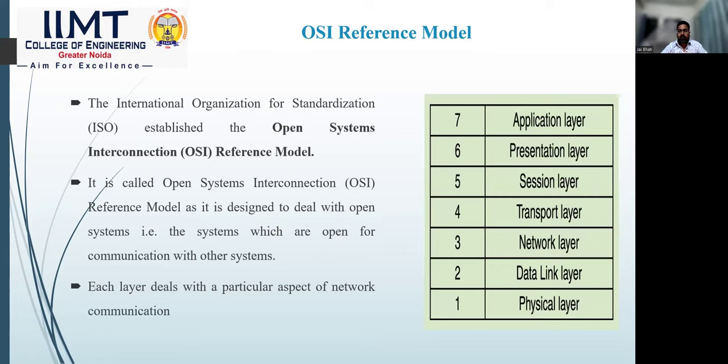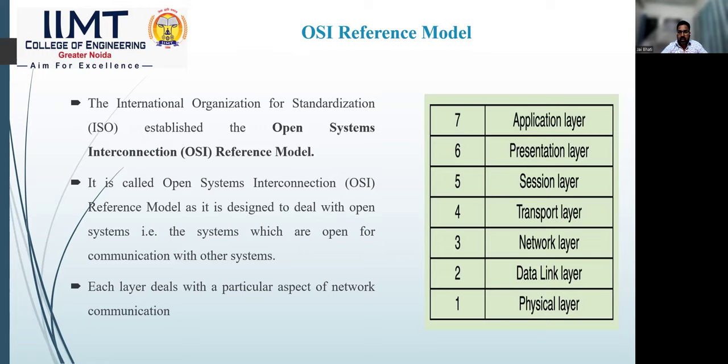Now come to the OSI reference model that provides the basis of the communication model in computer networks. It is known as Open System Interconnection Reference Model, or OSI reference model, because it is designed to deal with open systems, systems which are open for communication with other systems. The systems may be heterogeneous and it provides a common platform to communicate with these systems.